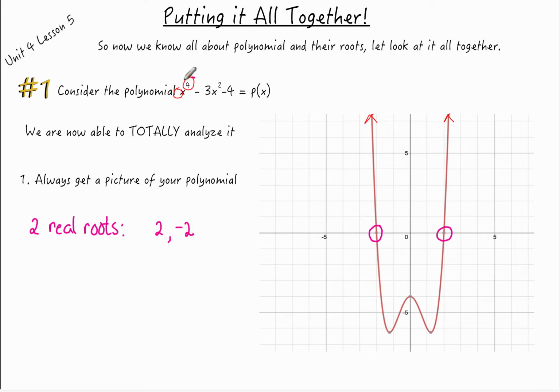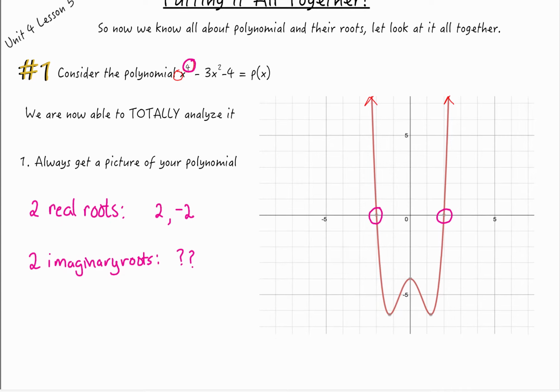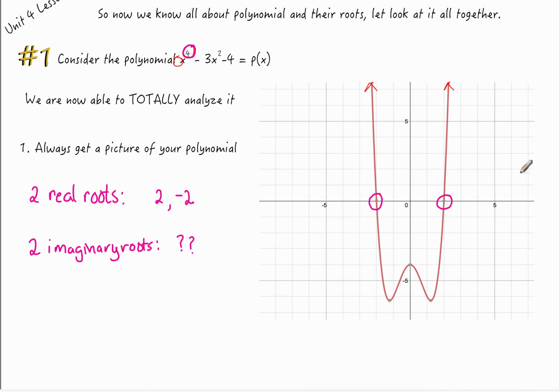But if it's to the fourth power, then we must have two imaginary roots. But the problem is, what are they? We can't see imaginary roots on this graph. So we have to learn, how can we find those imaginary roots? Well, we kind of work backwards. We know we have the 4 roots.